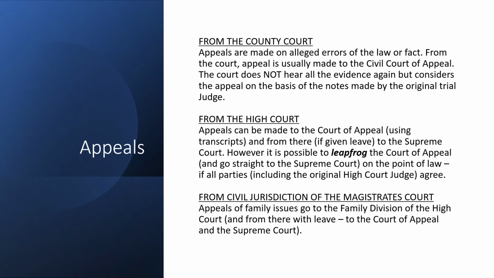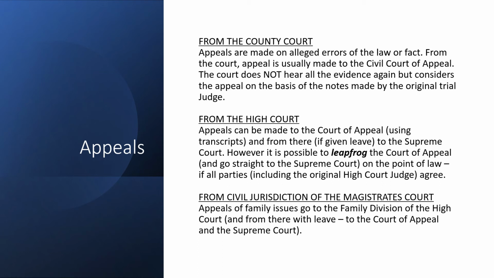Now, a note on appeals from particular courts. From the county court, appeals can be made on alleged errors of law or fact. So from the county court, the appeal is usually made to the Court of Appeal, Civil Division. Now the court doesn't hear all the evidence again but considers the appeal, as we mentioned already.